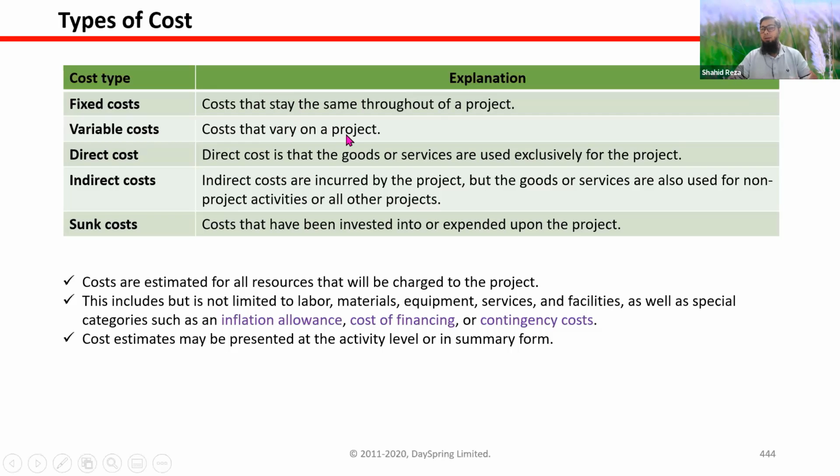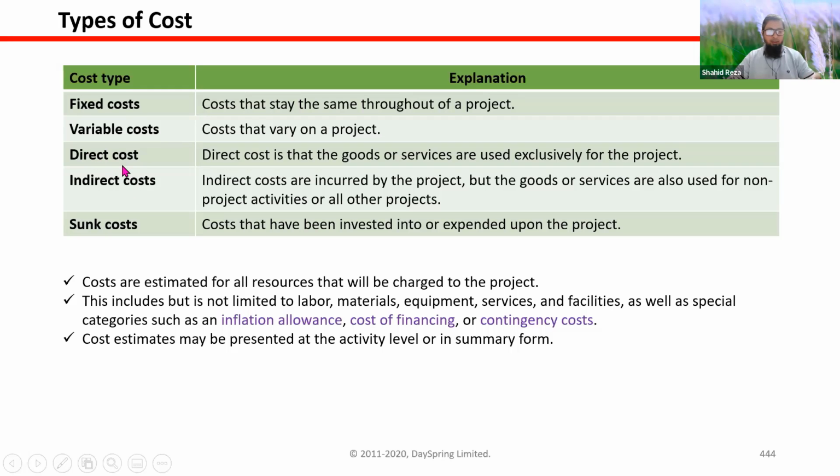Variable cost, as the name shows, is a cost that changes during the project life cycle. For example, the labor cost or the material cost. So the cement cost, sand cost or rod cost can deviate frequently. So that is variable cost.